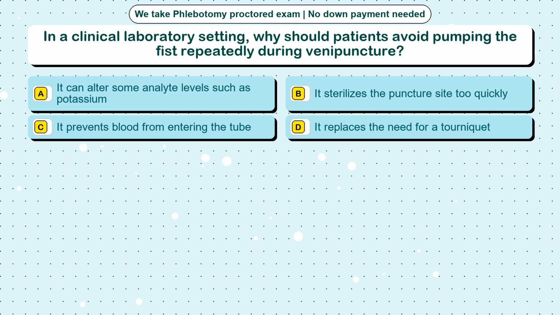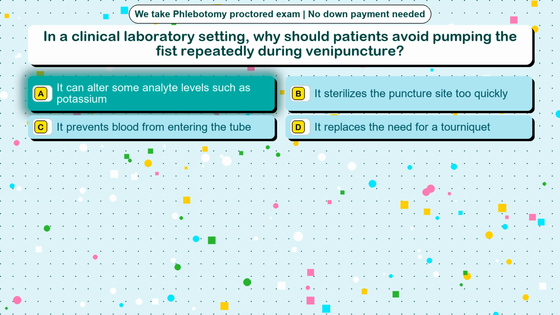Question 36. In a clinical laboratory setting, why should patients avoid pumping the fist repeatedly during venipuncture? Option A, it can alter some analyte levels such as potassium. Option B, it sterilizes the puncture site too quickly. Option C, it prevents blood from entering the tube. Option D, it replaces the need for a tourniquet.